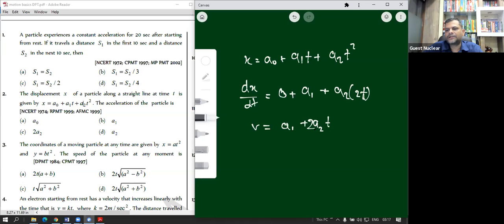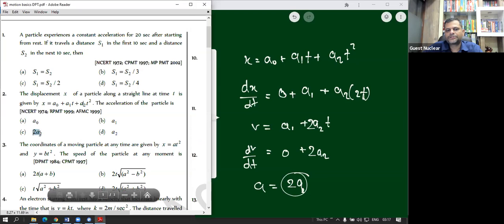2a2t. But if we differentiate this further once again, then we get 0 plus 2a2 only. That means acceleration here is going to be 2 times a2, which is the answer, which is in option number C here. So C will be the correct option. Understood properly? Okay, next one.